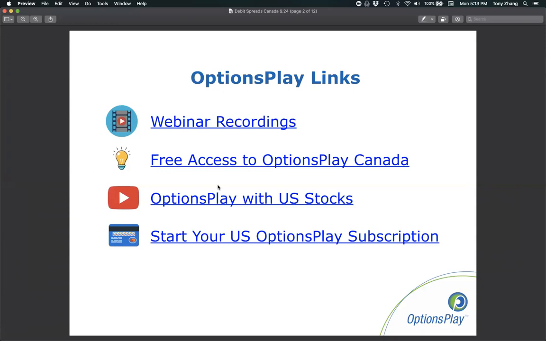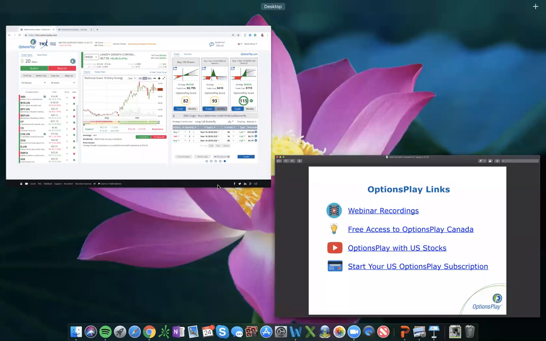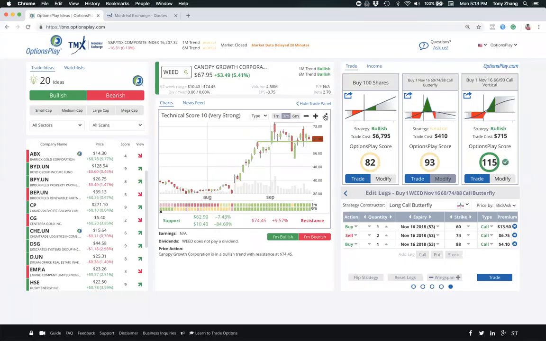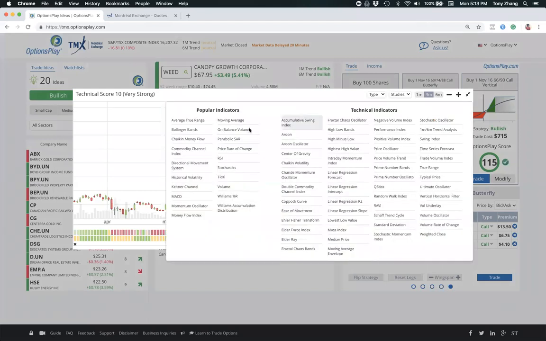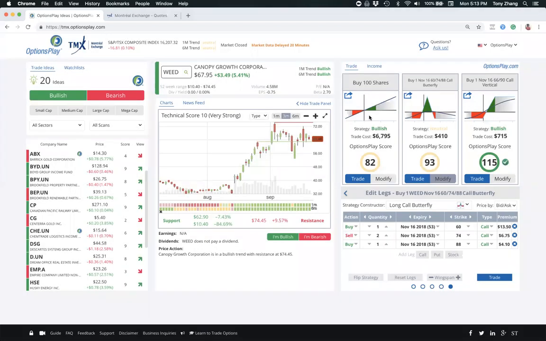There's a few questions here. Please show access to technical analysis. If you want to use your own technical analysis, you can click on the expand button here on the chart, and then you have studies, which you can pull up popular studies. We have about 80 different technical indicators that you can add through this chart. So just click on the expand button on the chart in order to add your own technical studies.